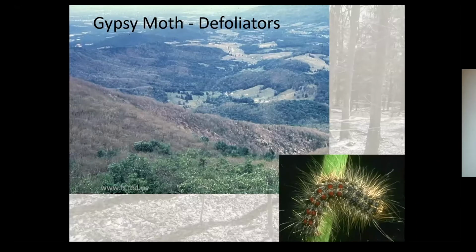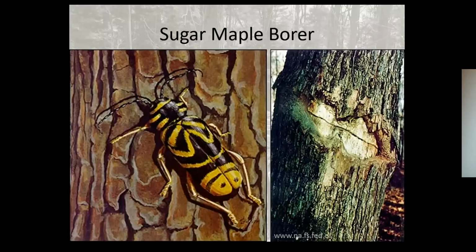Another one I don't think I have up here, it's pretty common, is the forest tent caterpillar. I shouldn't say it's that super common, but again, one that goes through common years, and that one does attack the maples pretty badly as a defoliator also.